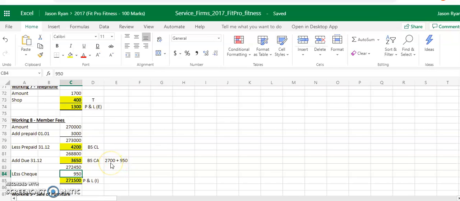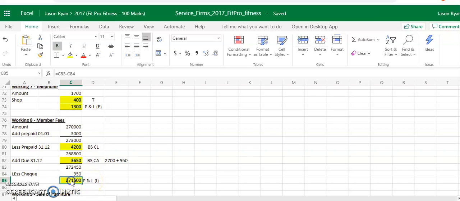So that 2,700 plus 950 means 3,650. So that's what's due to us, that goes into your balance sheet. This 4,200 goes into your balance sheet as your current liabilities. This amount due of 3,650 goes into your current assets. That's made up of the 2,700 from the question and the 950 from the check. And then you also need to reduce your member fees by 950 because that check has bounced.